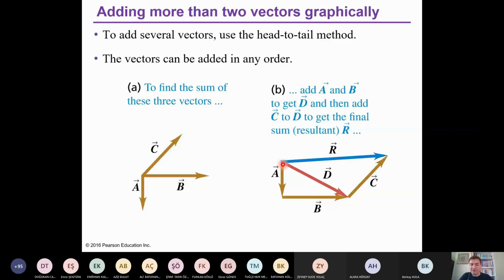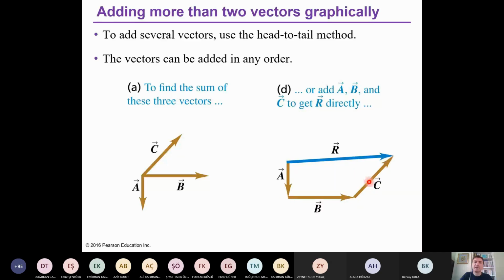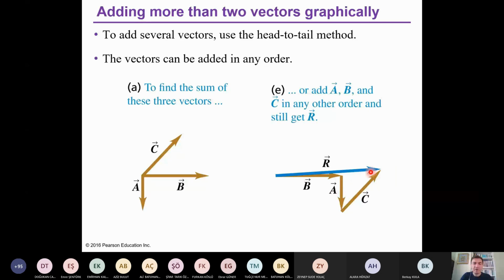This is one method, or you can do like this, A, B head to tail, and B, C head to tail. So this is the resultant vector, okay? Or you can do like this, B plus A plus C, head to tail, head to tail. So this is the resultant vector. So you can add more than two vectors graphically with that methods. Do you have any question here in that part? I will continue with the subtracting vectors.